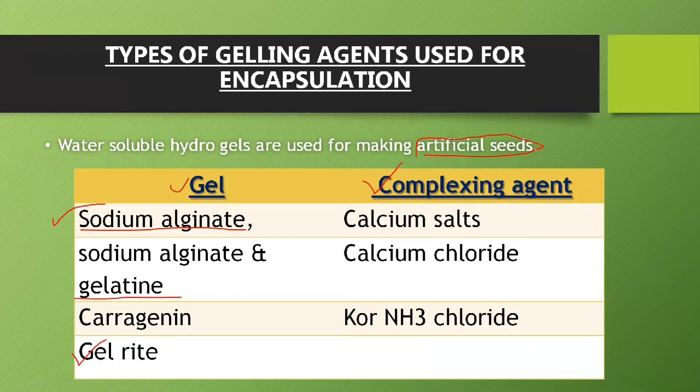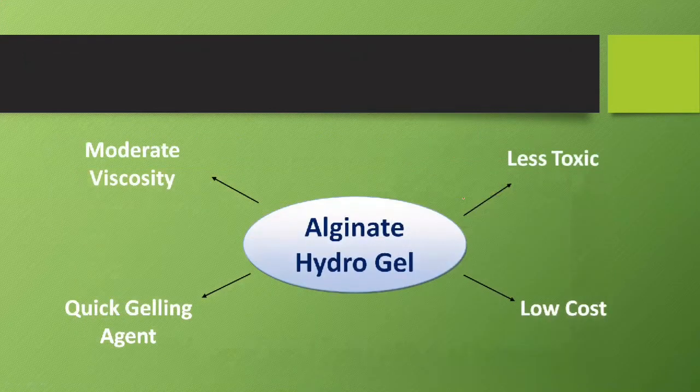Complexing agents such as calcium salts, calcium chloride, KOH, and NH3 chlorides are also used as complexing agents. Either only gel is used, or both a complexing agent and gel are used, or either a complexing agent is used for encapsulating the somatic embryos into artificial seeds.